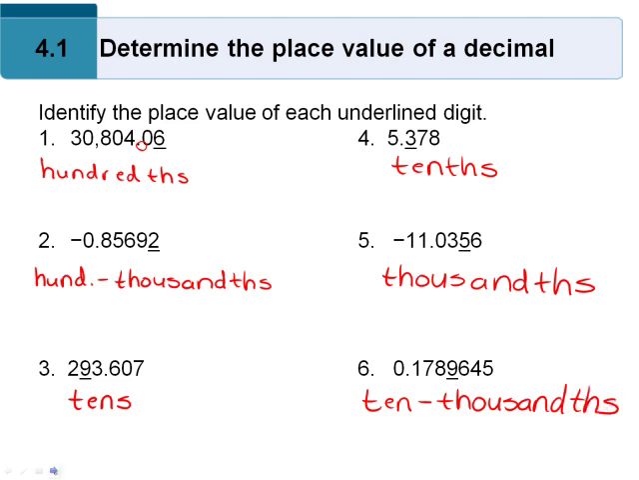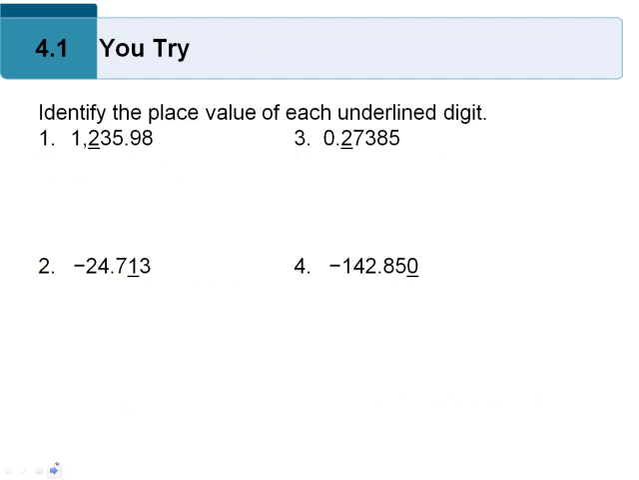All right, here are some for you to try. Pause the video and try these 4 problems. All right, number 1, identify the place value of each underlined digit. So the 2, look at where it is. It's on the left of the decimal point, so start at the decimal point and count to the left. Ones, tens, hundreds. So not hundredths, but hundreds, just with an S.